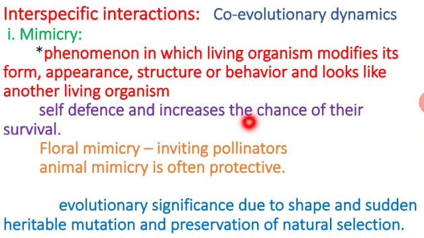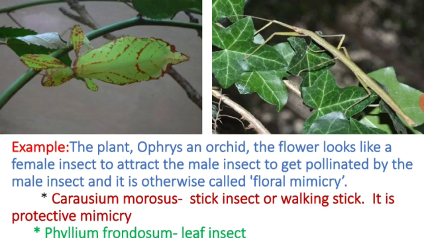The self-defense of such organisms increases their survival. Here floral mimicry is there, and animal mimicry is also there. Floral mimicry means it looks like a flower, but it takes the place of some other characteristics. For example, the plant named Ophrys is an orchid. It has a flower that looks like a female insect, and it attracts the male insects for pollinating. So such a one is named floral mimicry.